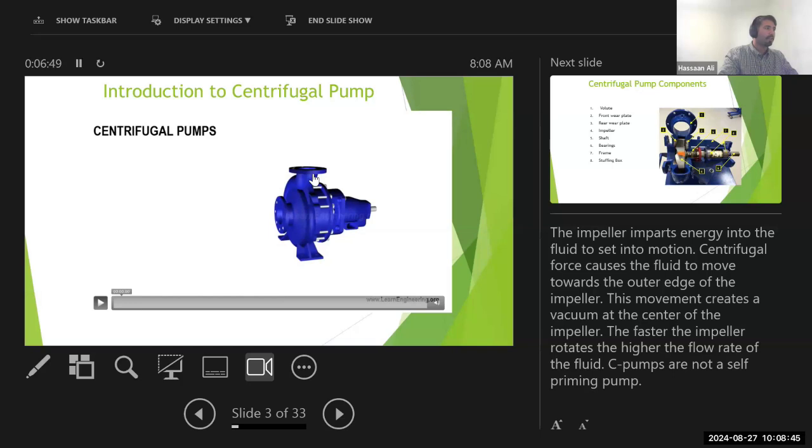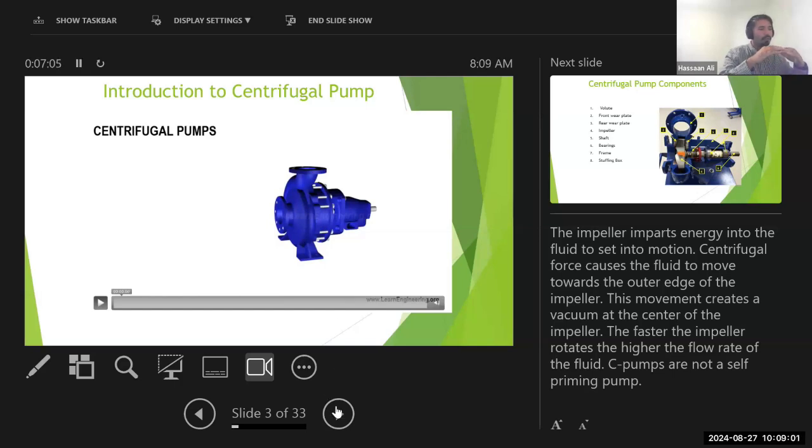You want that pressure. That is the main purpose of the centrifugal pump as well, to impart the pressure so that it can be used further down in the processing. So that was just a quick overview about the centrifugal pumps.